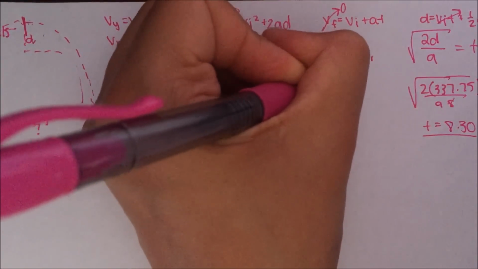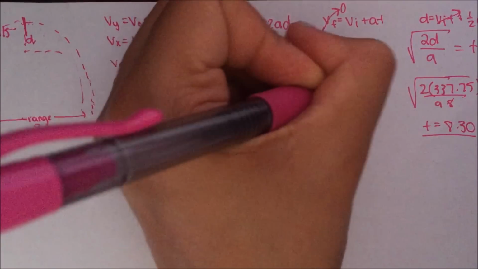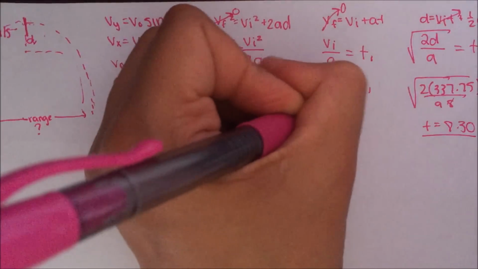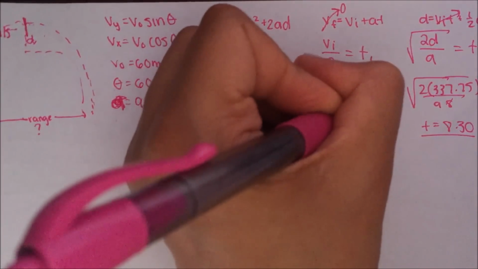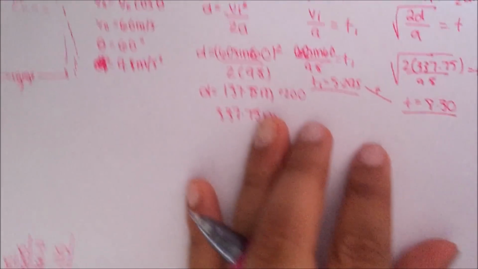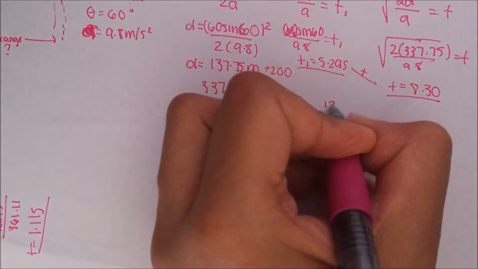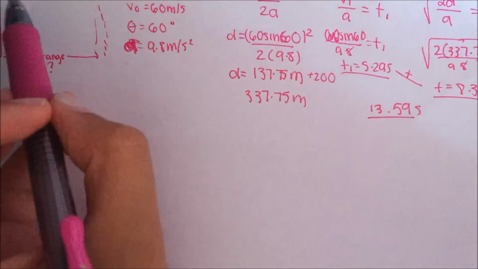And the time here, actually, we never figured out. This is going to be v0 sine 60, so 60 sine 60 divided by 9.8. That time is going to give us 5.29 seconds. So we add up our two times together, and we're getting a total time of 13.59 seconds. So that's the time for the entire thing.